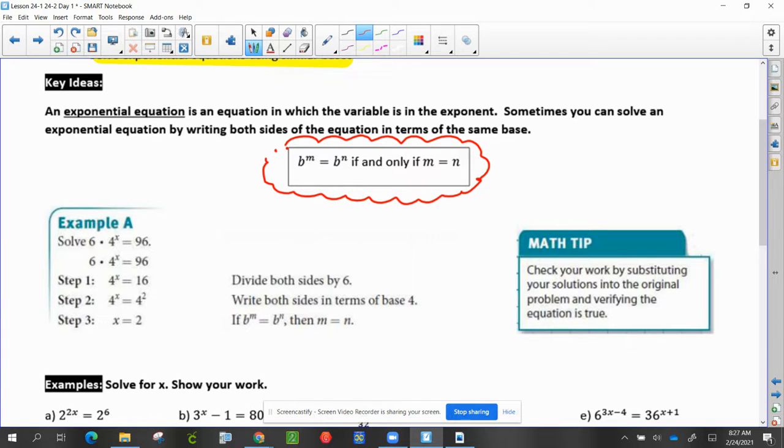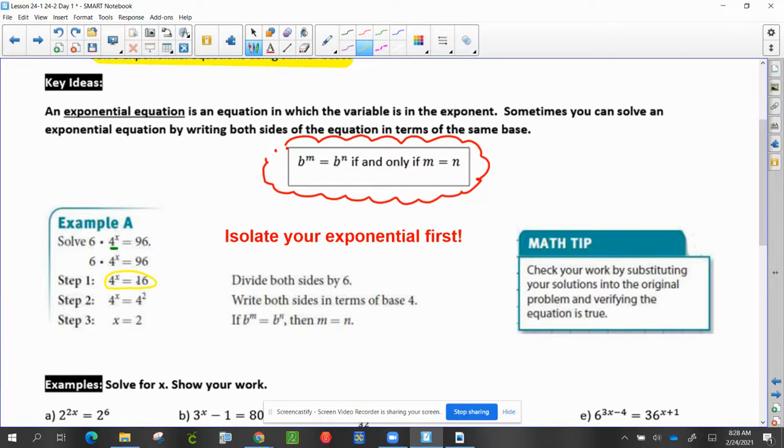So let's look at this example A really quick, talk through it, and then we'll do some on our own on the bottom here. So the problem is 6 times 4 to the x power is equal to 96. Now their first step said to divide both sides by 6. And that's because you always want to isolate your exponential first. So meaning this 4 to the x power, I need him by himself. So divide the 6 out on both sides. And now we have this expression: 4 to the x power is equal to 16.